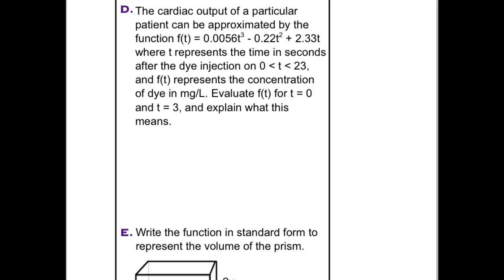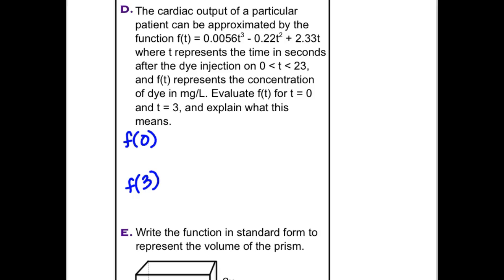So we've got cardiac output of a particular patient can be approximated by the function f of t equals positive 0.0056 t cubed minus 0.22 t squared plus 2.33 t, where t represents the time in seconds after the dye injection on a domain of 0 to 23, and f of t represents the concentration of dye in milligrams per liter. We want to evaluate f of t for t equals 0 and t equals 3 and explain what it means. So that means that we're just finding f of 0 and f of 3.